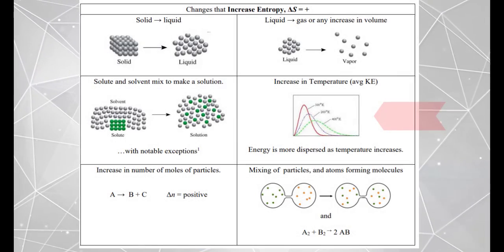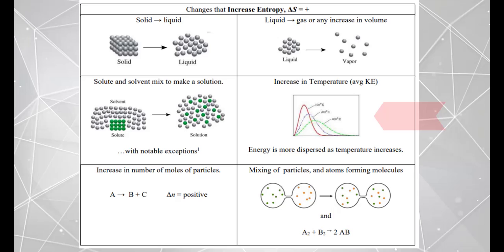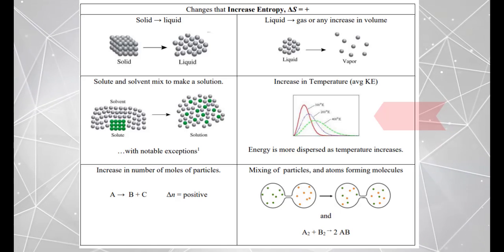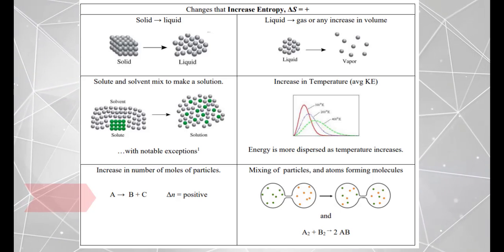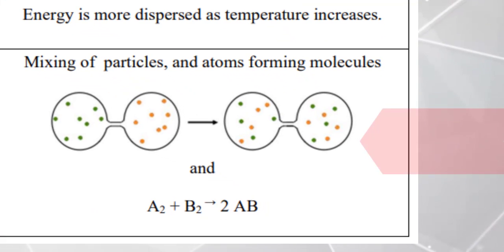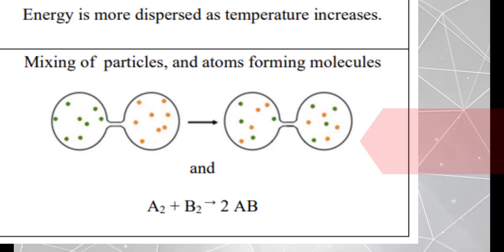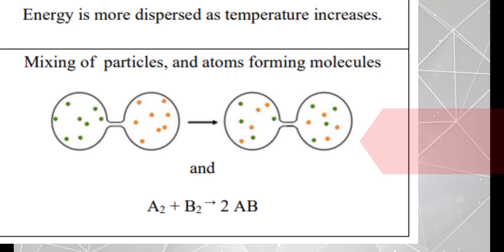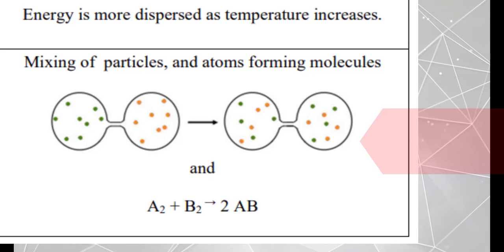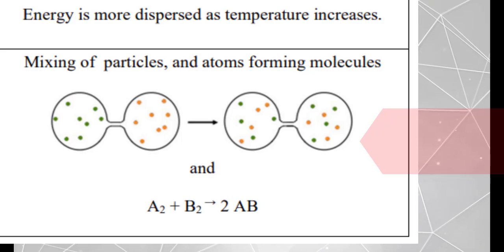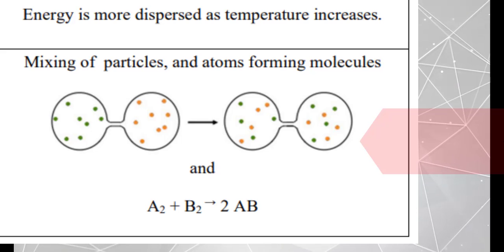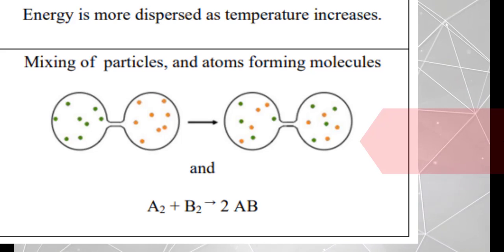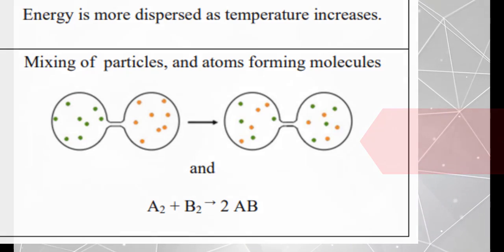Another one, of course, is increasing temperature. You can see with the Maxwell-Boltzmann curve that you have a greater range of molecules at different speeds. The increase in number of moles of particles is pretty obvious. The last one that's in the bottom right is the mixing of particles and atoms forming molecules. The explanation is that you've got separate molecules, A and B, so they're separated, but when they come together to make molecules and the number of molecules doesn't change, in effect you've mixed them together. So that's the last example that you'd have to worry about in AP chemistry for increases in entropy.